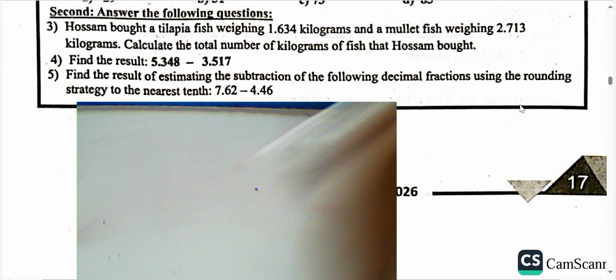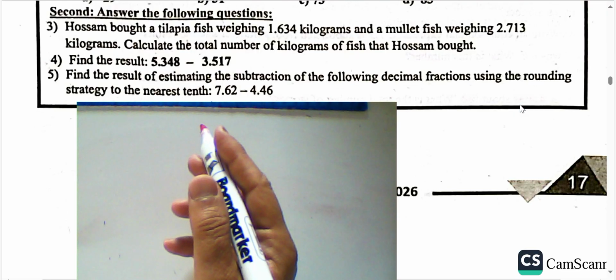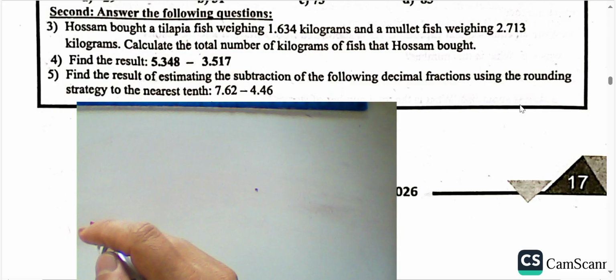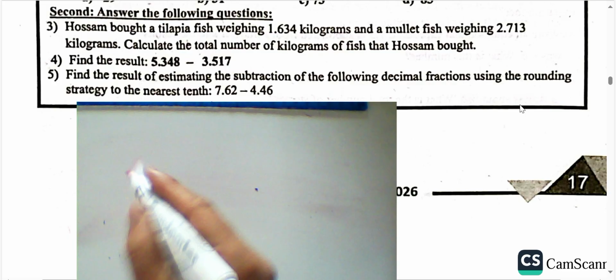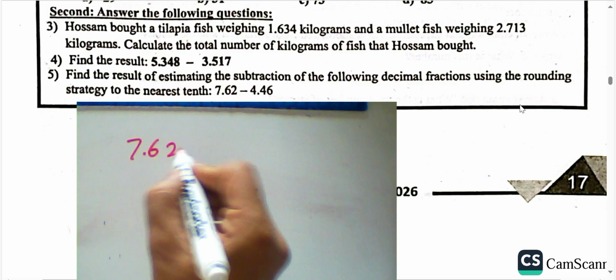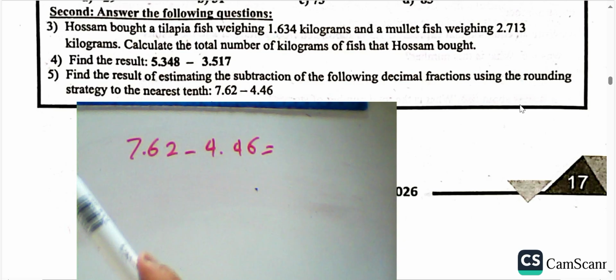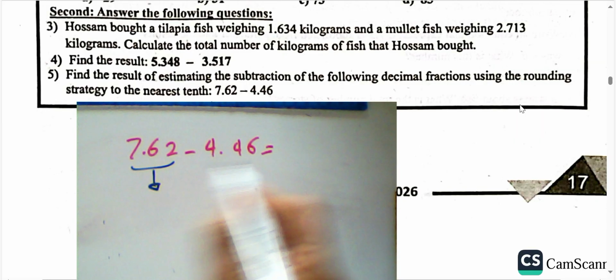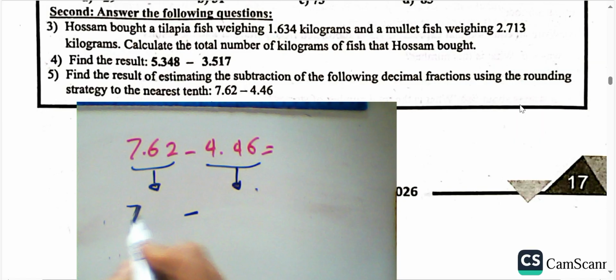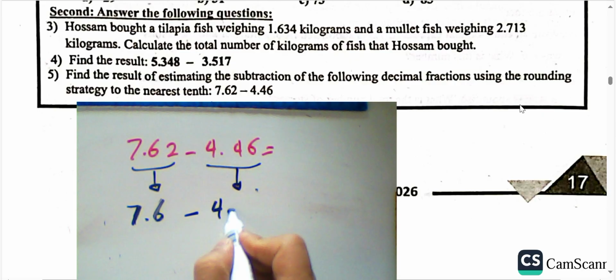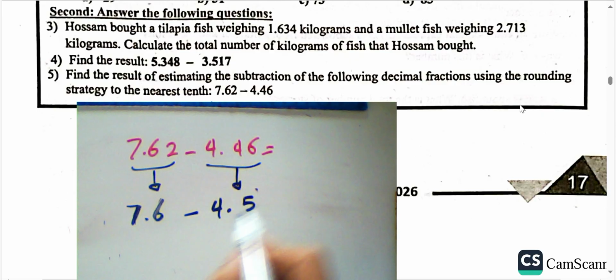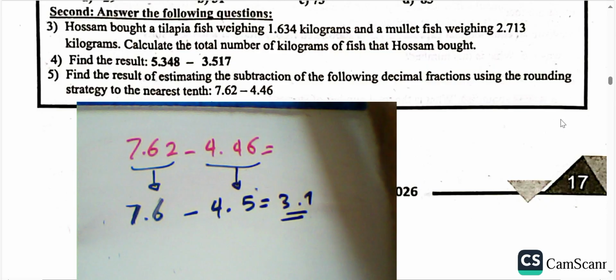Next question. Find the difference between two numbers using the round strategy to the nearest tenths. We have 7.62 subtracted by 4.46. We can approximate each number to the nearest tenths. 7.6 and 4.6, which can give 1 to 4, yes, it will be 5. 6 minus 5 equals 1 and 7 minus 4 equals 3. Then the answer will be 3.1 by approximating to the nearest tenths.